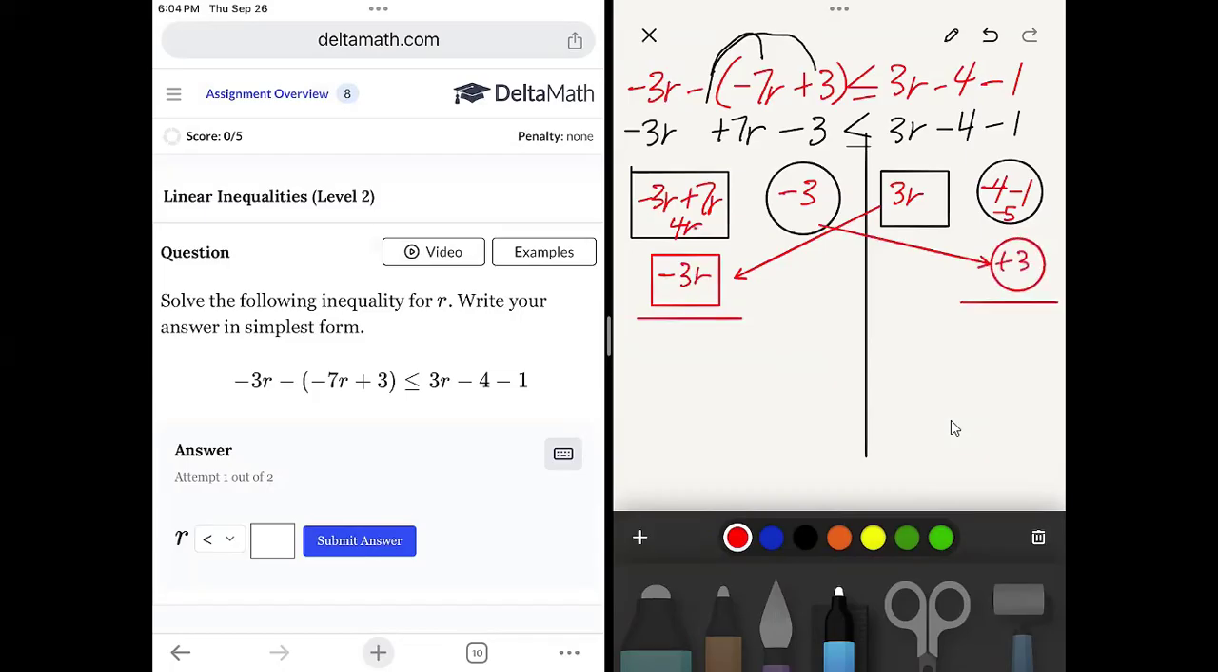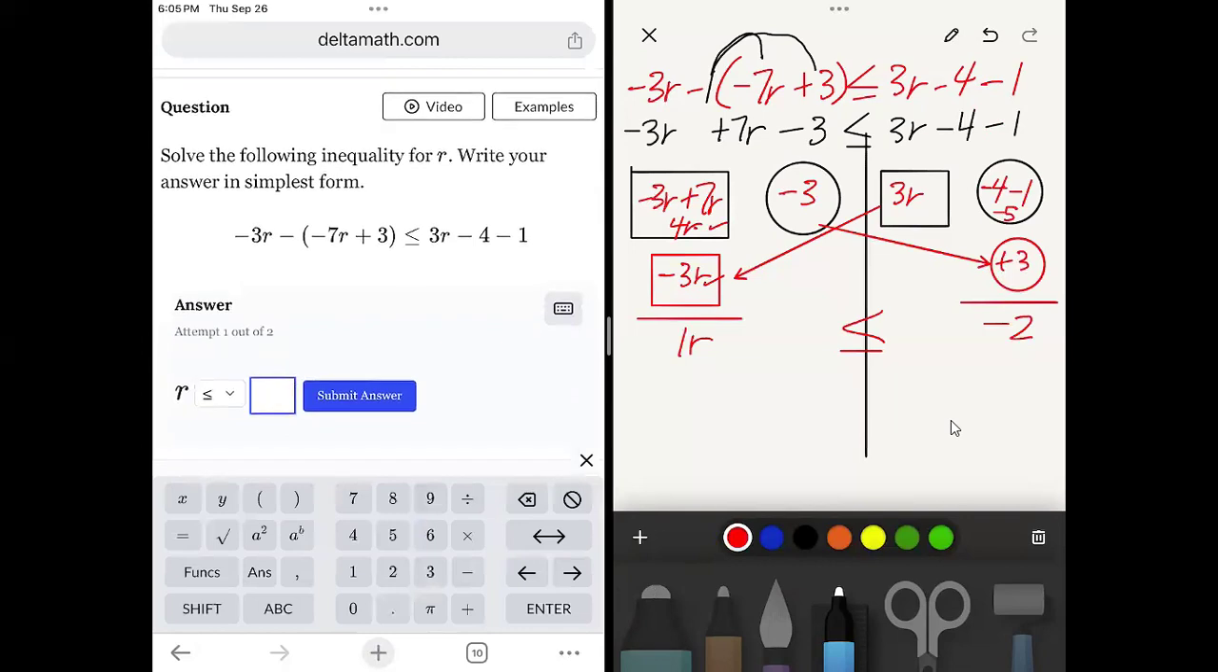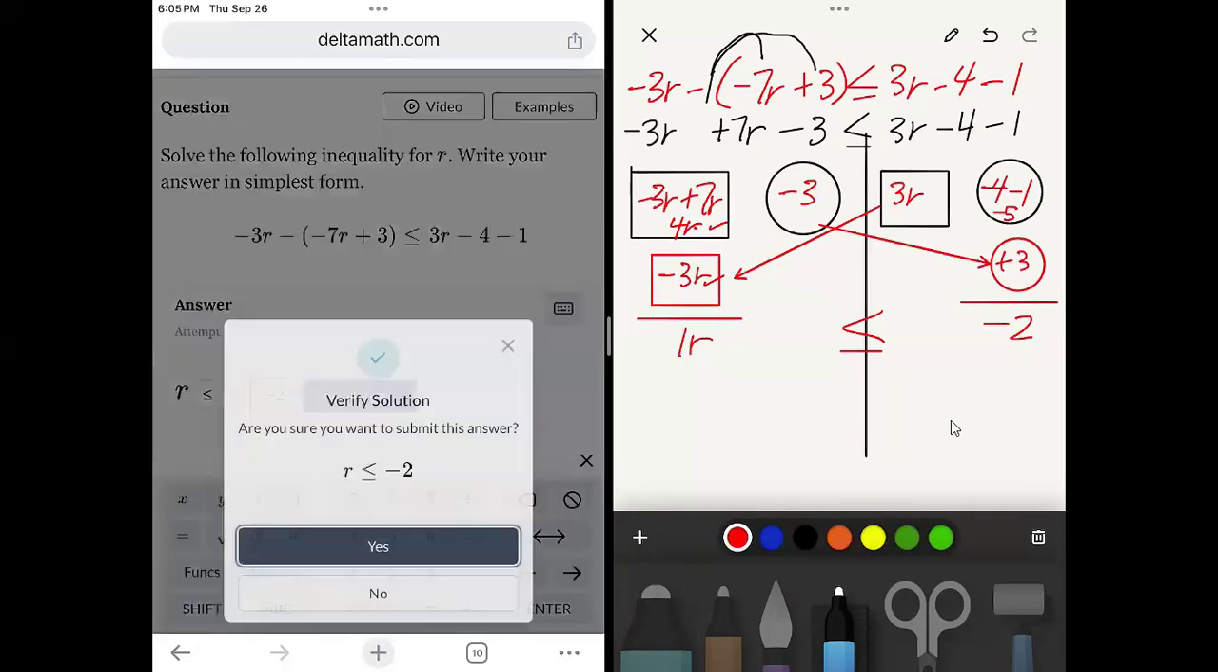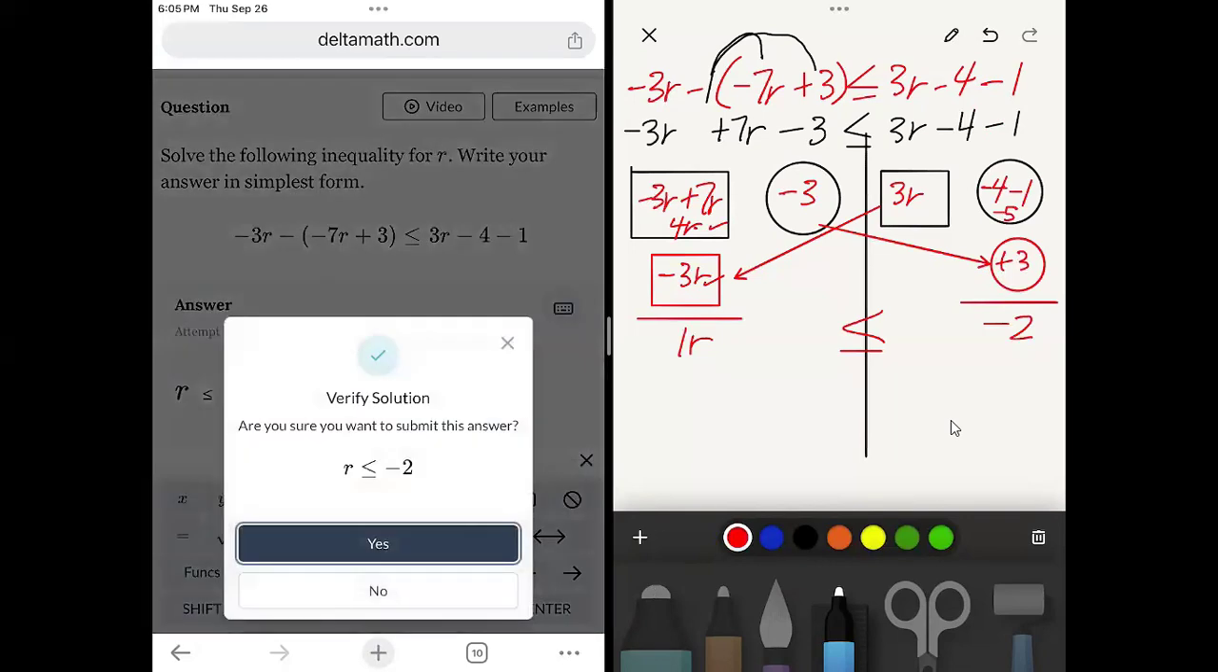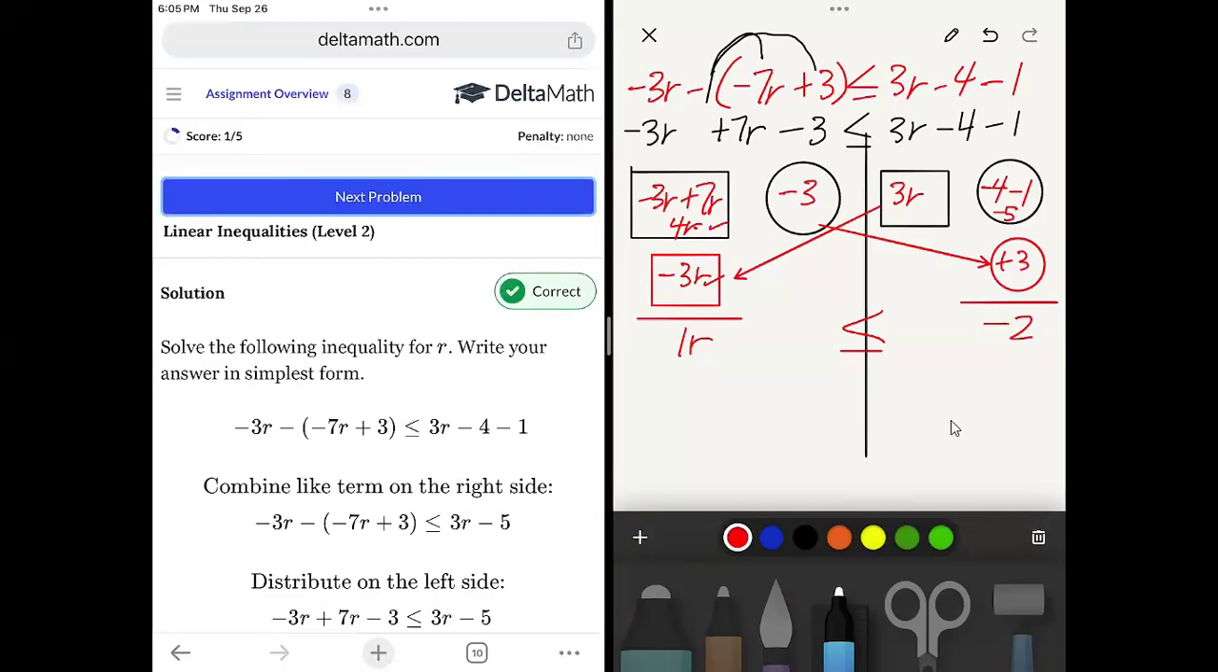So what I've got is 4r minus 3r, so that's going to be 1r. And then over here, I have a negative 5 plus 3. That's going to be a negative 2. And then I'm done. So this is going to be less than or equal to. That's the answer. Let me go to my tablet and do that. I'm putting a negative 2 here, and then I'm going to submit it. And they said, nicely done.